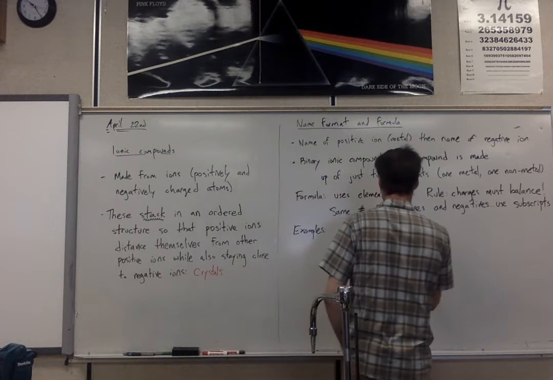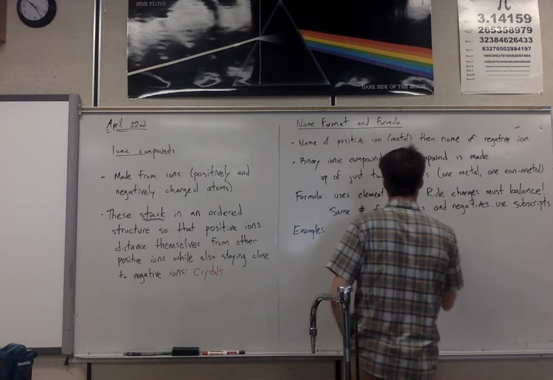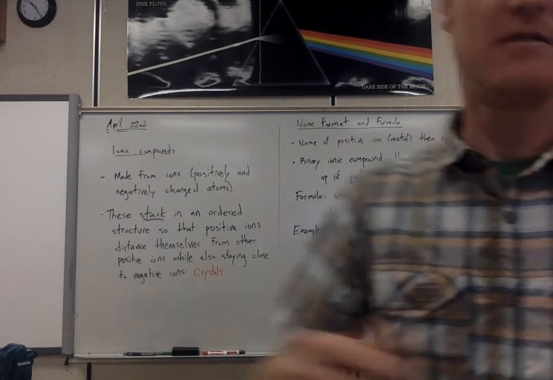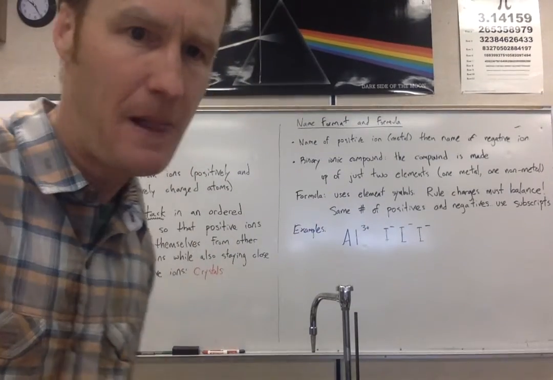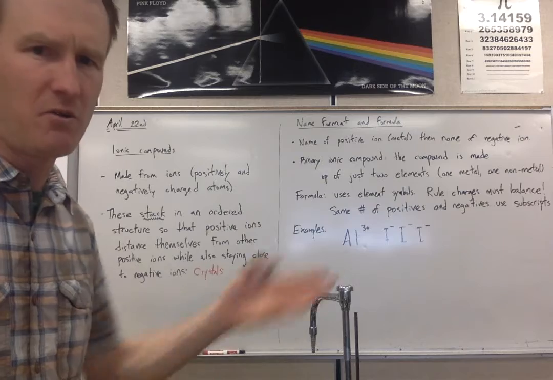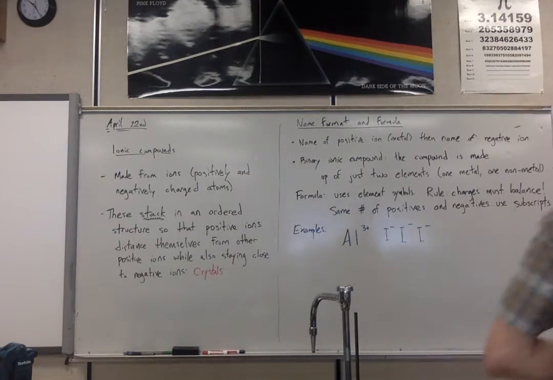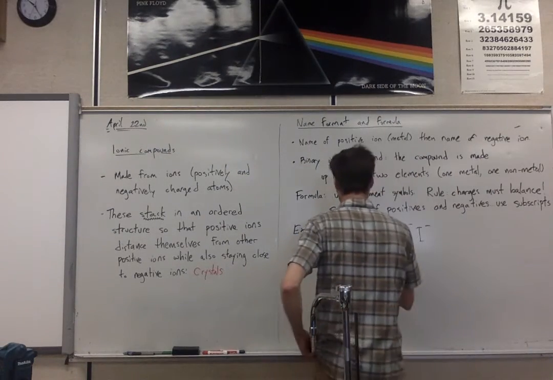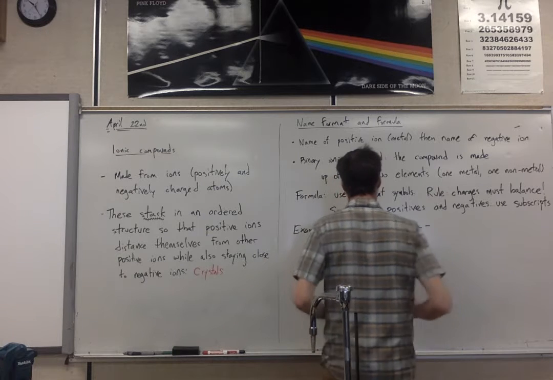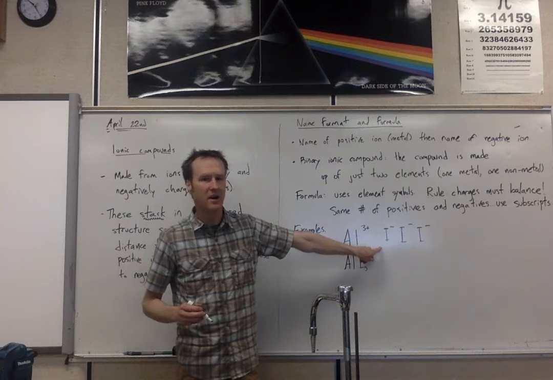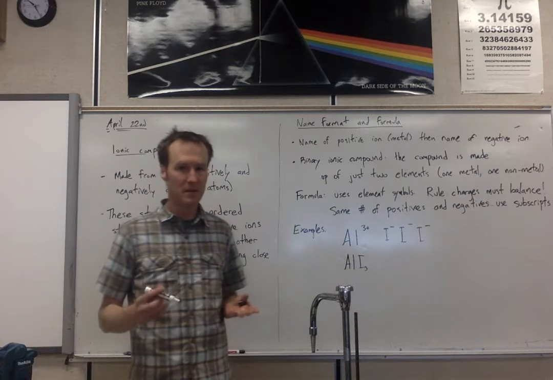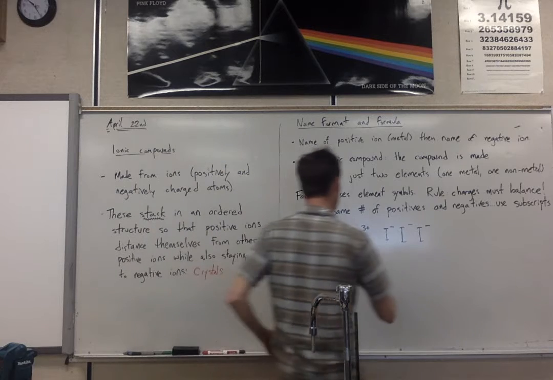So I'm going to draw 3 I minuses right here. You can probably see that from here. See, I drew 3 I minuses. But how do you show that in the formula? You don't write it out like that. You write it out like this: Al, I, 3. 3 of the iodide ions for every 1 of the aluminum ions. Aluminum iodide is the name for this.